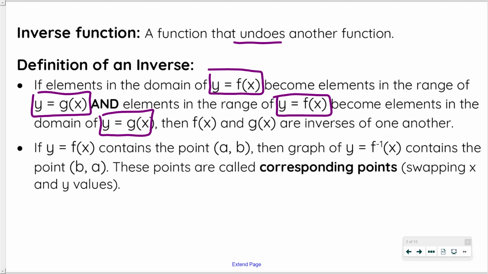So what I mean by that is if f of x has the point (a, b), then g of x, the inverse, is going to contain the point (b, a). So basically, we're swapping our x and y values, and those are called corresponding points.